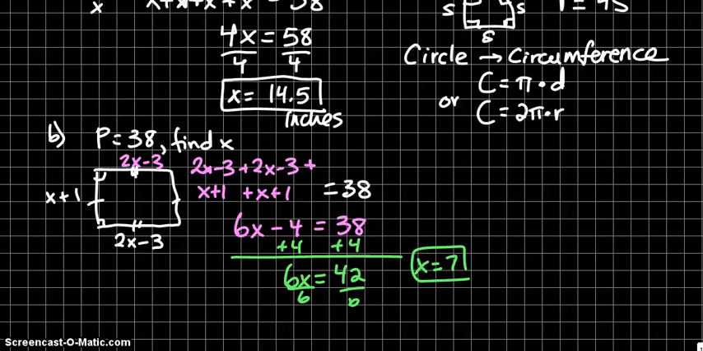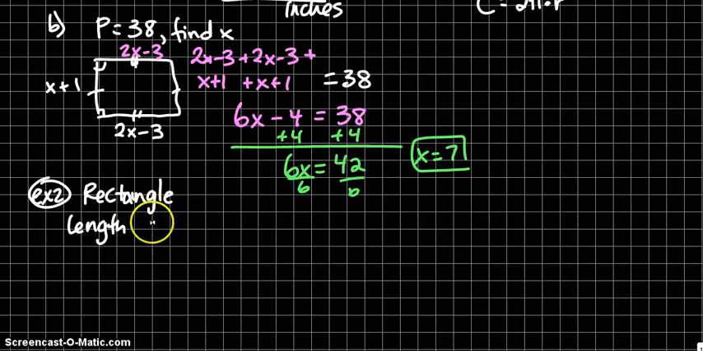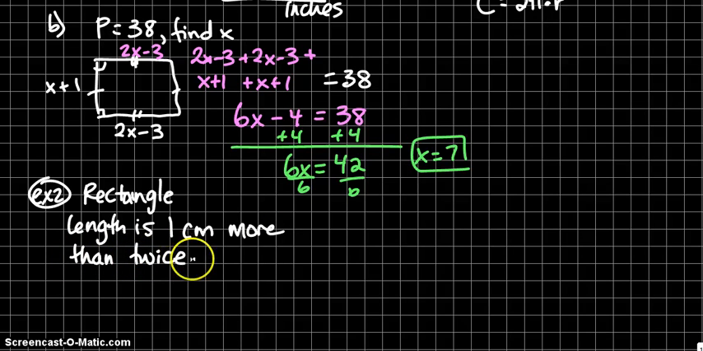All right, last example of this video. We're going to make it more challenging by making you set up your own length and width. So here's what I know this time. I've got a rectangle. The length of the rectangle is 1 centimeter more than twice the width.